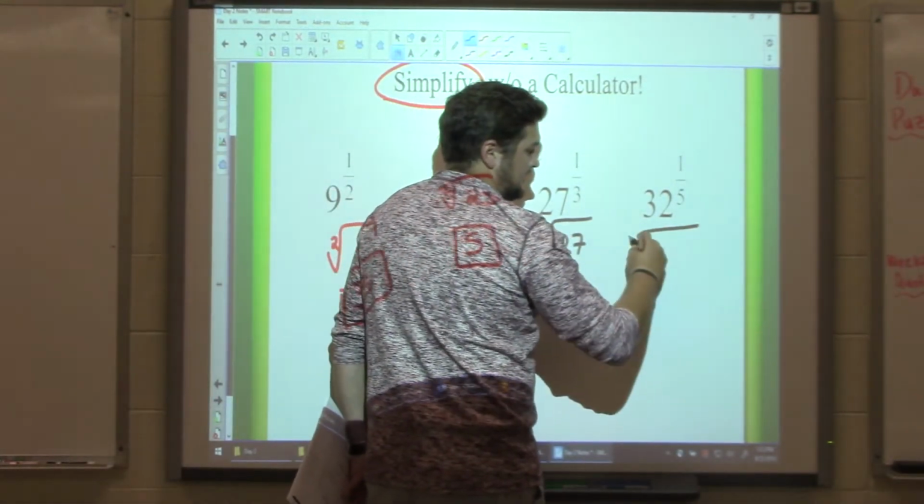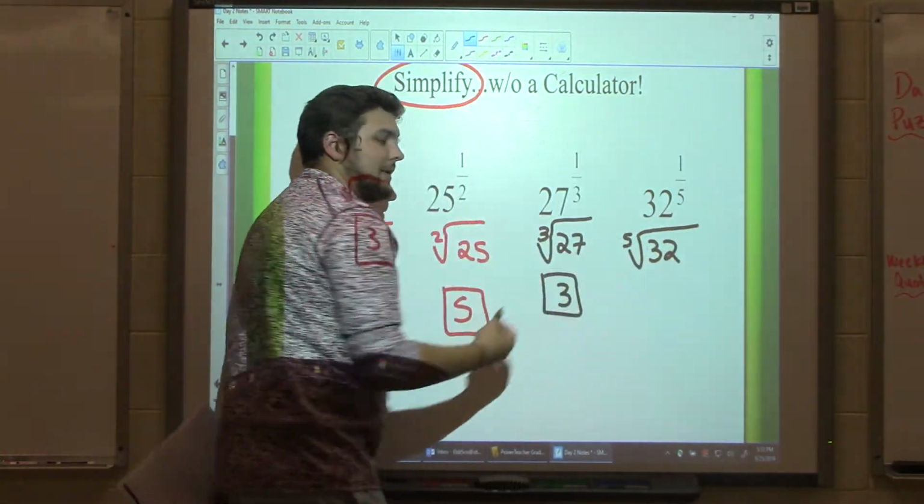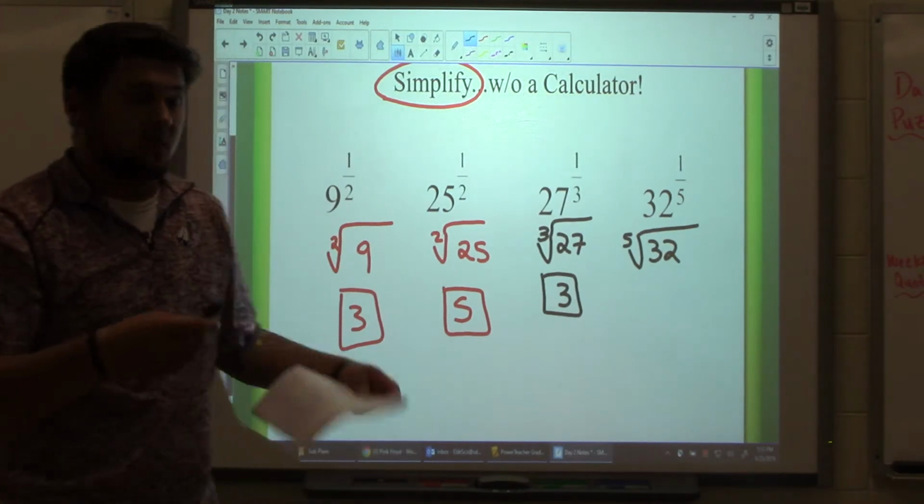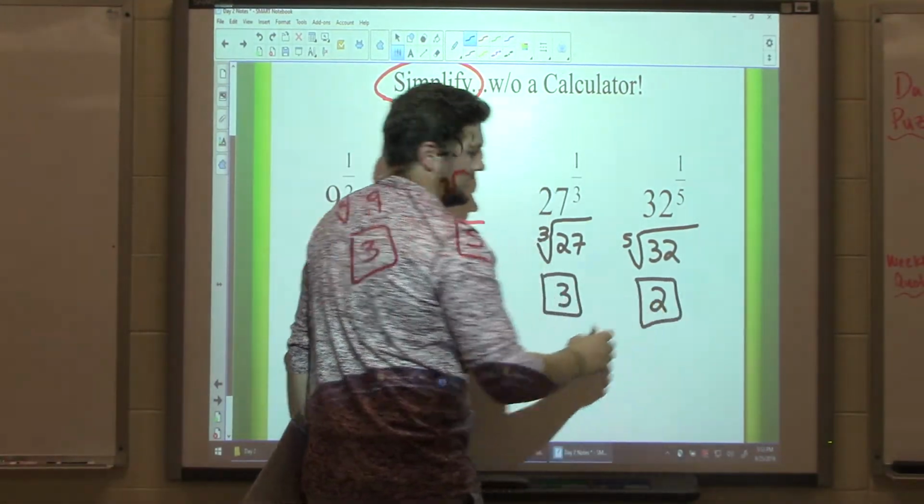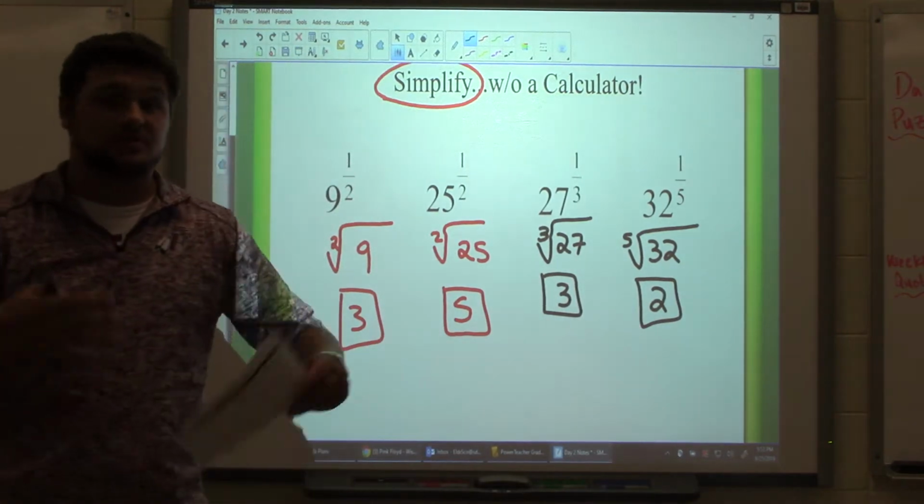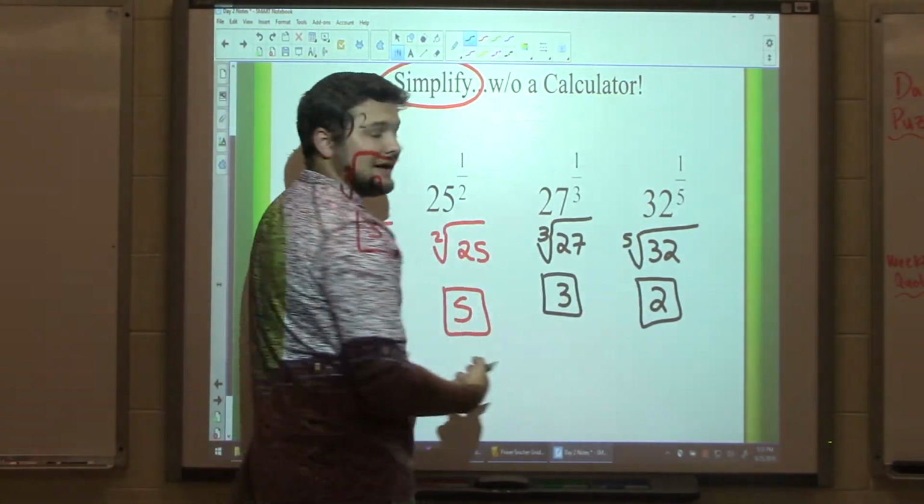So, the fifth root of 32, right? Our denominator is telling me what my root is going to be. Well, what to the fifth power equals 32? Ends up being 2. All right, so you should be able to solve some of these without your calculator just by translating them into different radicals.